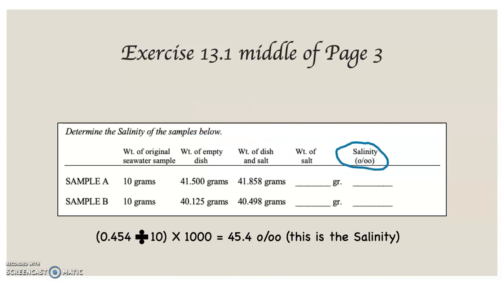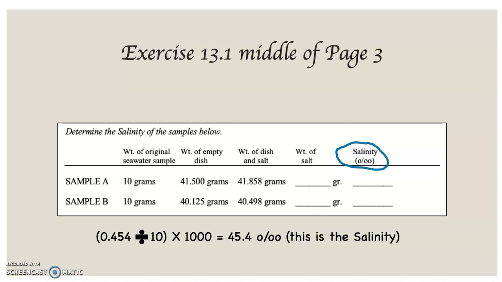Now we want to get salinity. Well, we're going to use the formula. So what we're going to do is take the salt residue, which is 0.454, and we're going to divide that by 10, which is the weight of the original seawater sample. We're just assuming that that is the weight of the seawater sample. We're keeping that consistent as I'm going through this. So you just take your calculator, you put 0.454, I'm doing it right now, divided by 10 equals 0.0454. And then you multiply that by 1,000, doing it also right now. And the answer is 45.4.